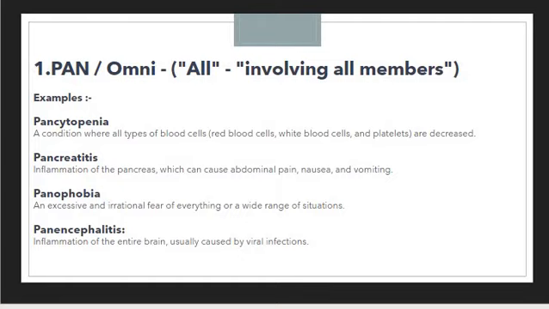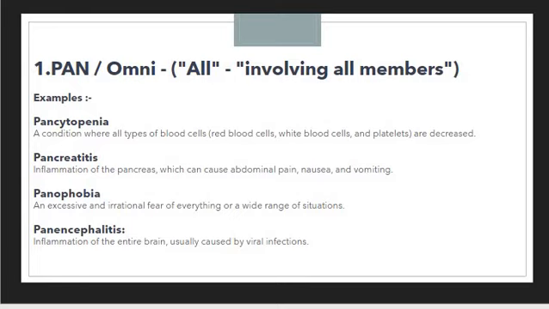The first prefix is pan or omni. These both prefixes are used to show something relevant to all or involving all. Whenever there is a sense of representing all, then in that case we will use pan or omni. Both are used. Let's see the examples now.